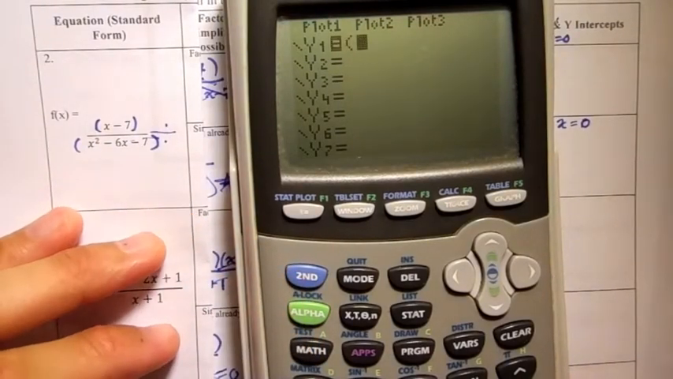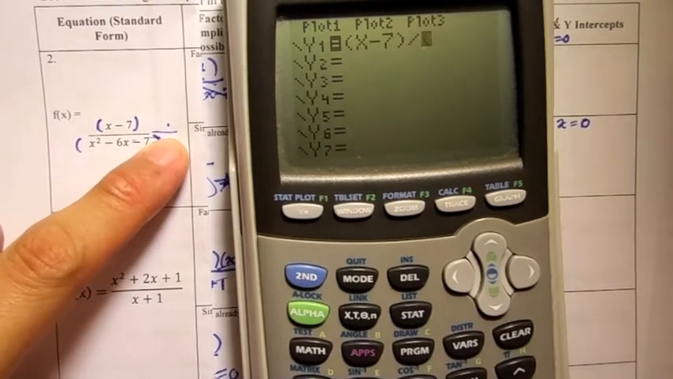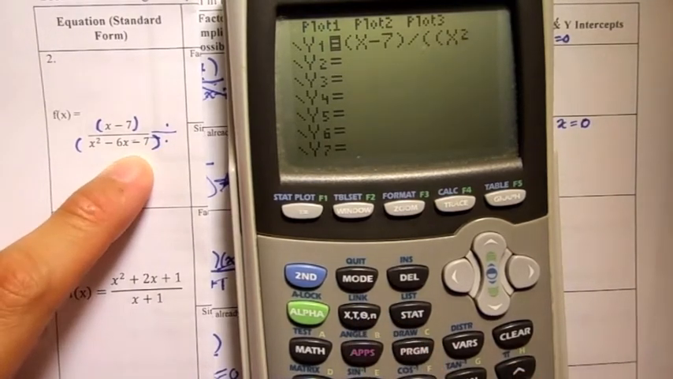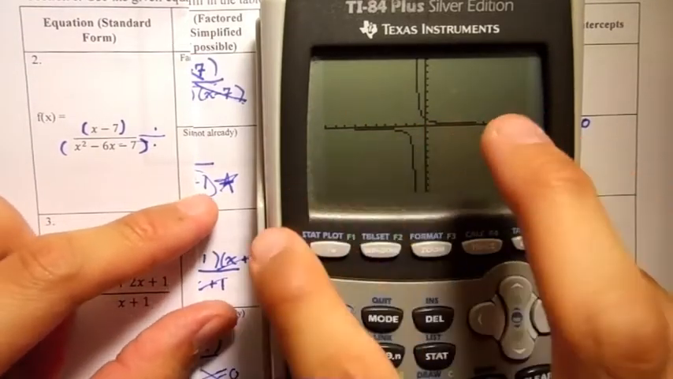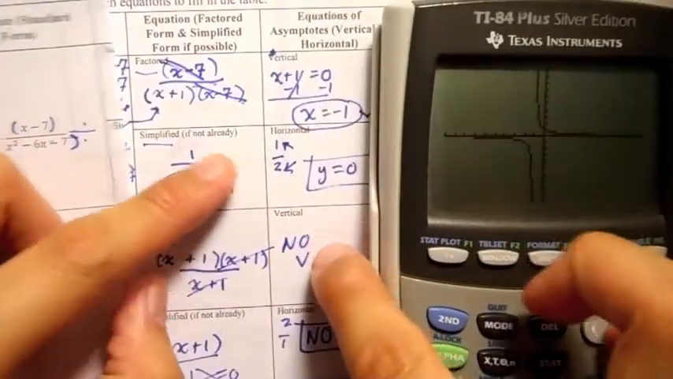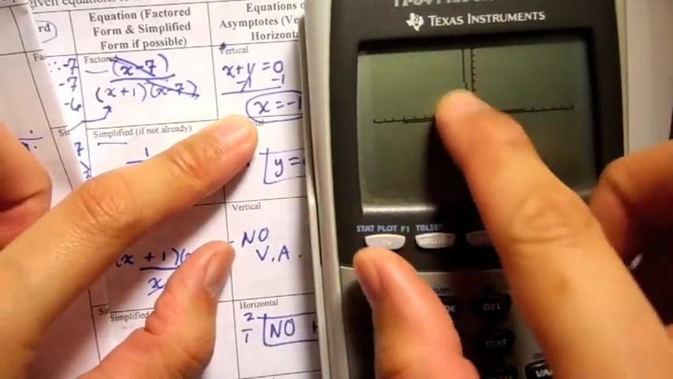Go to your y equals and let's plug in this first one. On the top we have open parentheses x minus 7 close parentheses divided by open parentheses x squared minus 6x minus 7. So when you graph it, you do have a general picture of what the graph looks like. And yes, we were right. The vertical asymptote is a vertical line when x is 1, as we can see here.